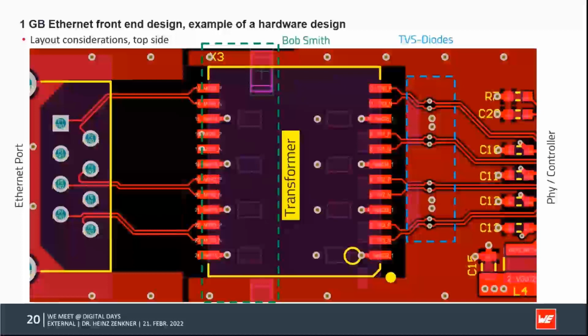The Bob Smith termination underneath, so we have a double-side assembled PCB here. On the one side, the transformer, at the other side, here the termination components. Also here at the other side, we have the TVS diodes.